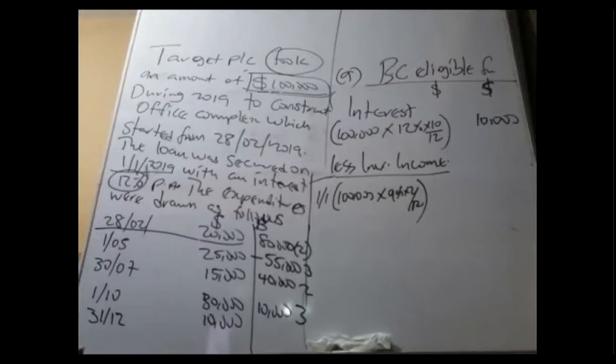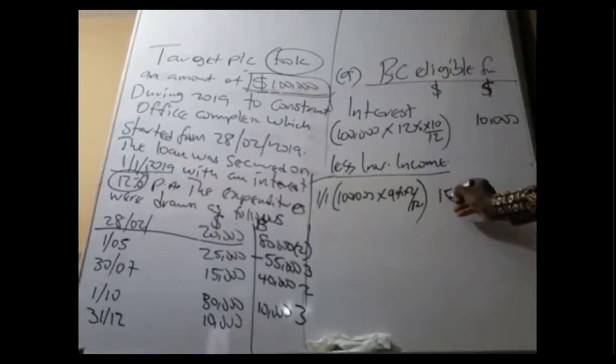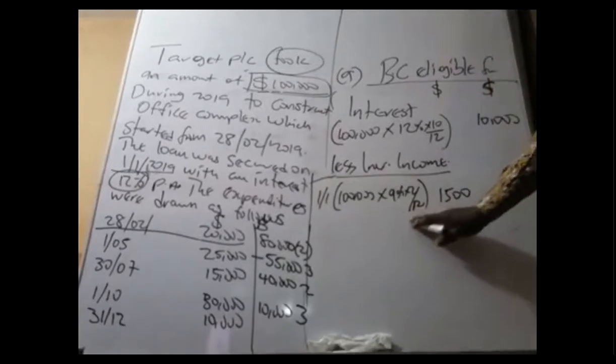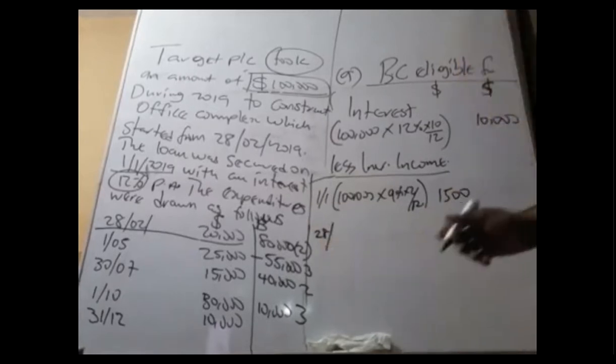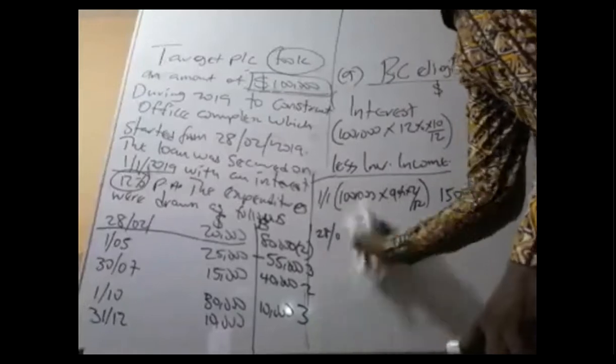So 0.79 times 100,000, that should give us something like 9,000 divided by 6, right? So that's 1,005, agreed. So the first one is 1,005, then put it down. You get $1,005. Then the next investment took place when? 28th of what? February. So 28th of February's investments.